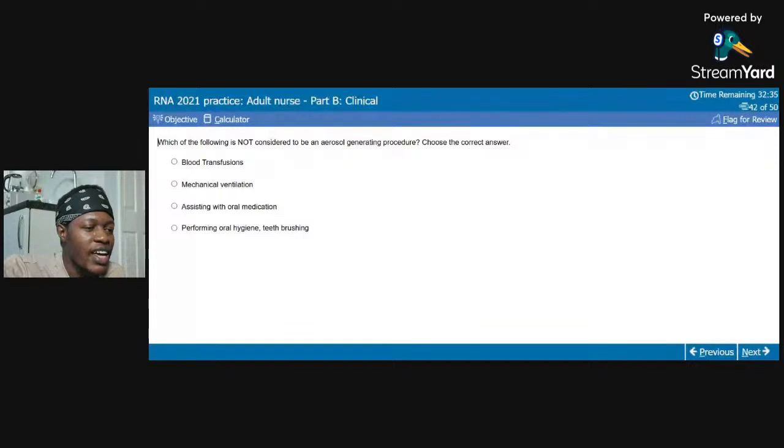Aerosol. That's like where bodily fluid is generated. So which of these could be brushing teeth, administering oral medication, blood transfusion? This has to do with bodily fluid. This has to do with fluid. I'll probably just go with this, but I'm not too sure, honestly. Let us flag for review.